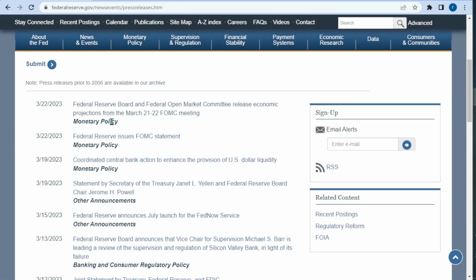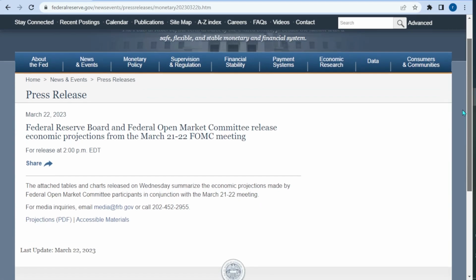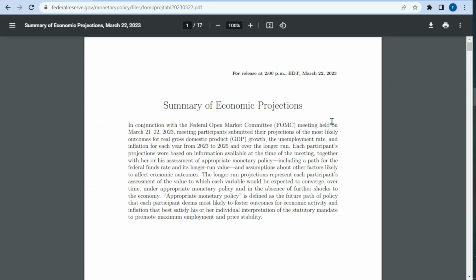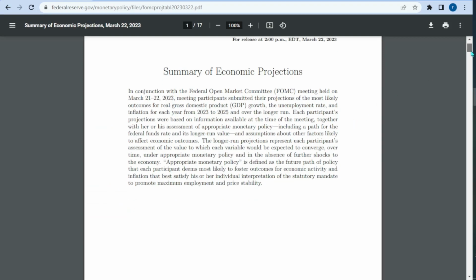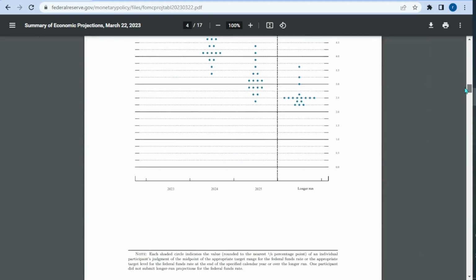Notice right here, it says monetary policy. So you want to go ahead and click on that. Now right here, there's a PDF. It says projections. This is what you want to click. Now, if I scroll down, you want to look at this chart right here. And then after you look at this chart, you want to go down to the dot plot.